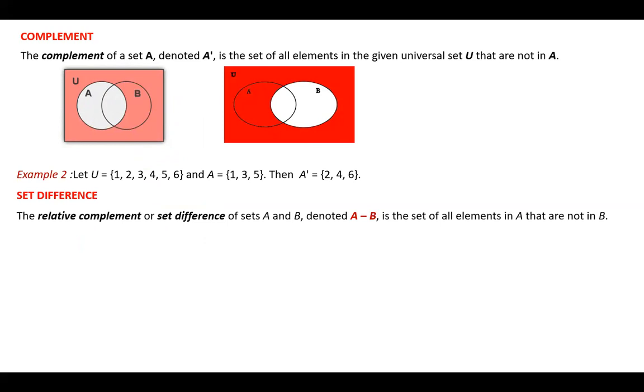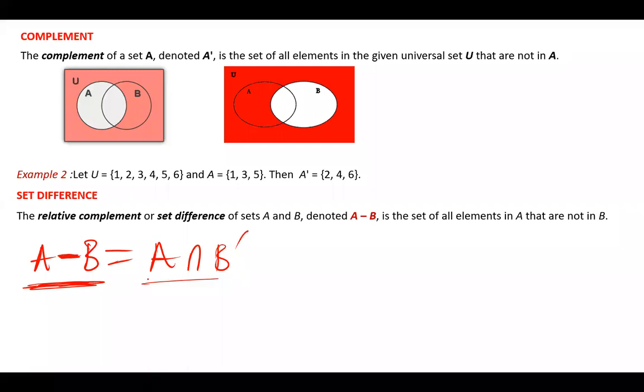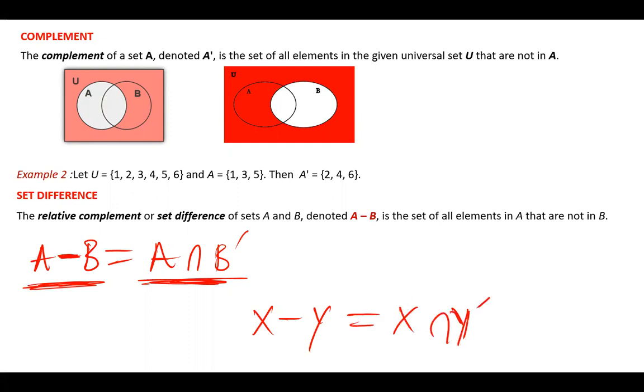So set difference. When you see A minus B, this is just the same as A intersection B complement. Wherever you see A minus B, this is a set difference, the same as A intersection B complement. If you, for instance, find X minus Y, this is just the same as X intersection Y complement, which is very simple and straightforward. This is the simplest way you can solve set differences.